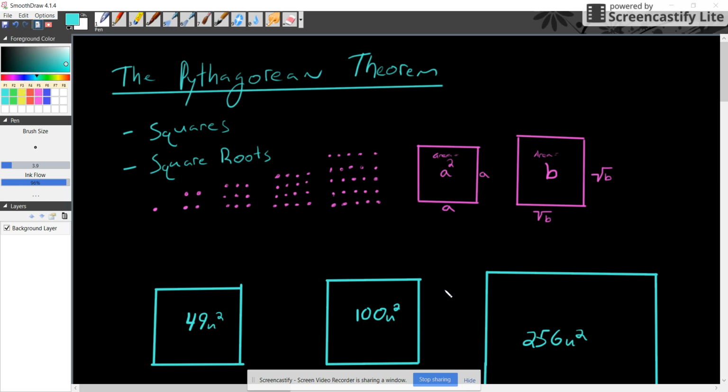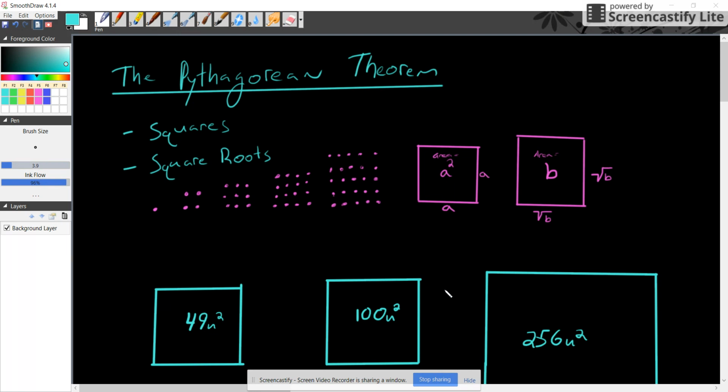Hey students, we're going to talk about the Pythagorean theorem today. So whenever you hear about that, you might think, okay, we're just going to talk about triangles, but we are actually going to start off by talking about squares and square roots.